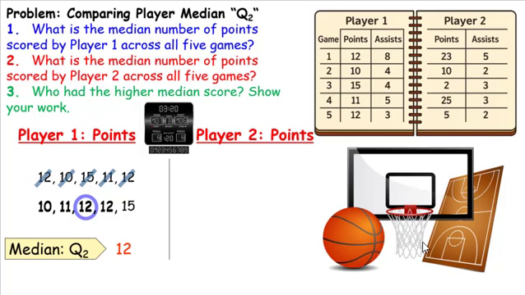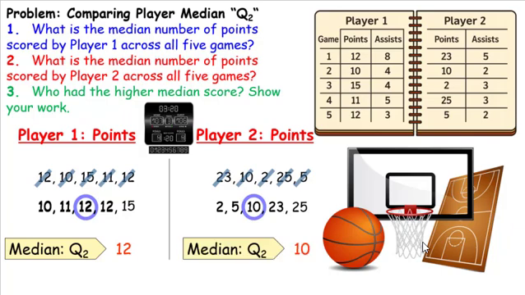Let's find the median of player 2. The lowest number is 2, followed by 5, then 10, then 20, then 23. In this case, the middle number, or the median, is 10, also known as Q2. Player 1 now has the higher median.